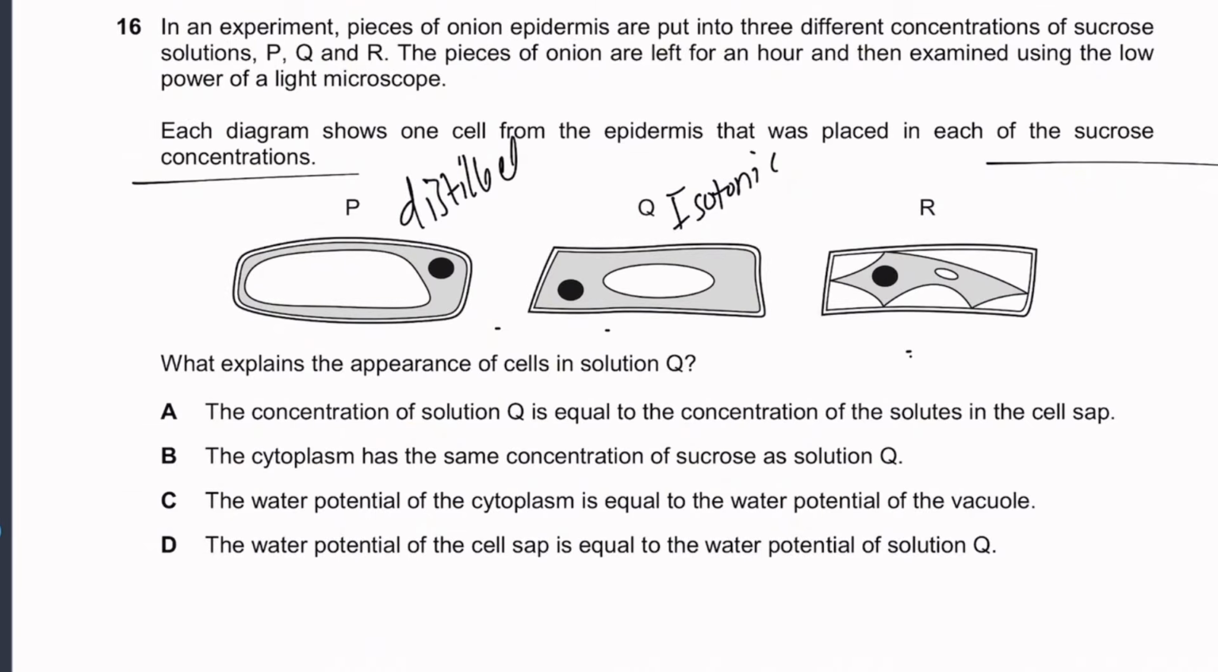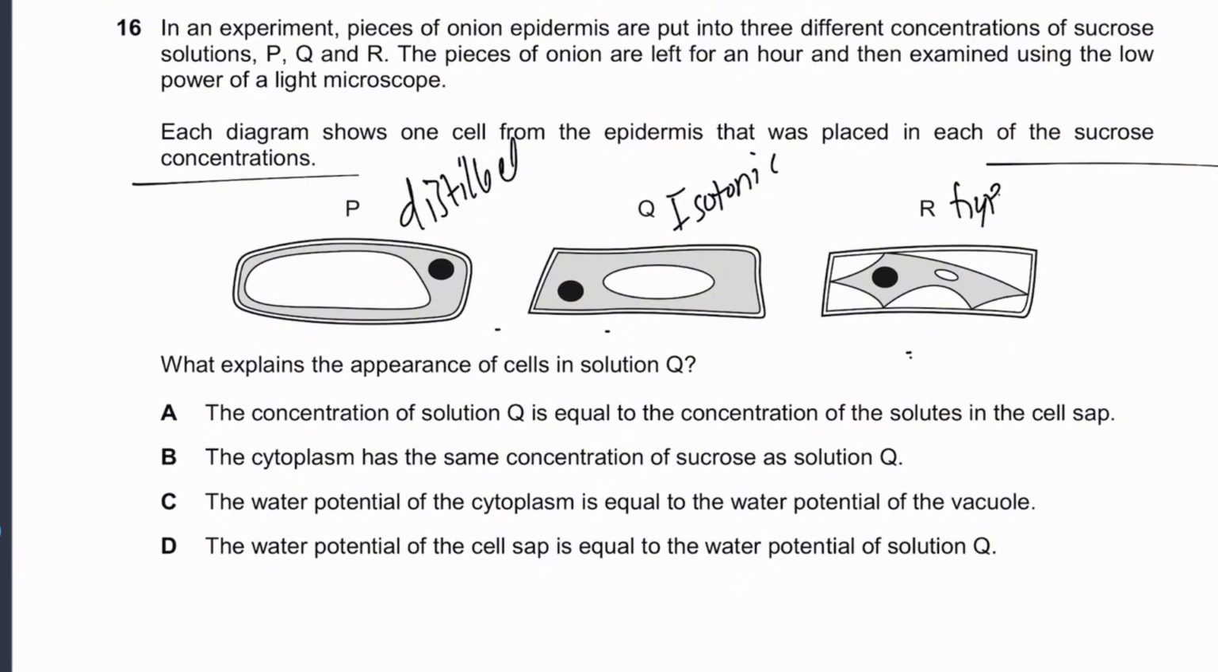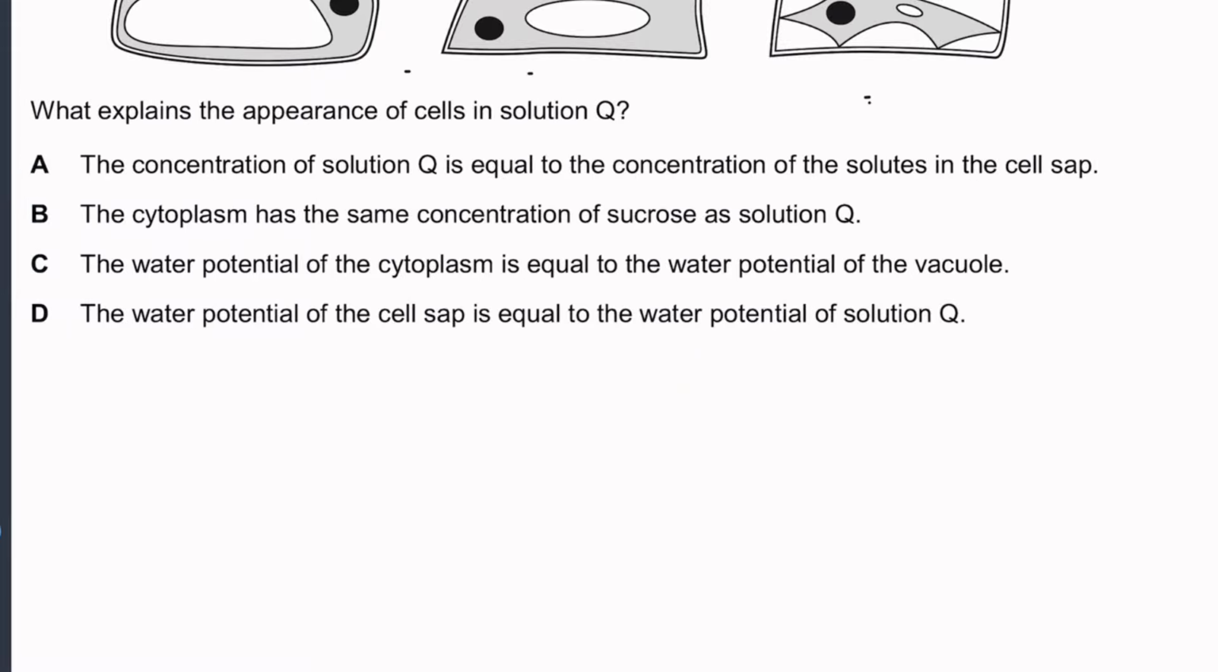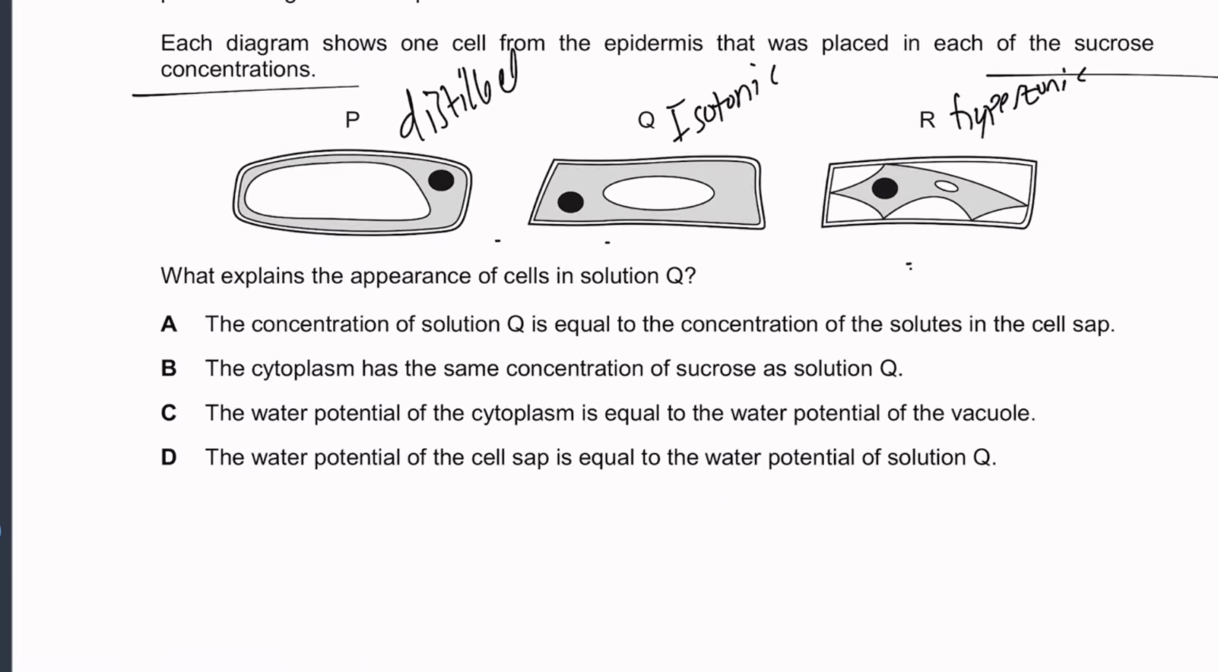R is, as you can see, plasmolyzed, so it's placed in a hypertonic solution, something really concentrated. So let's see what explains the appearance of solution Q. The concentration of solution Q is equal to the concentration of solutes in the cell sap.